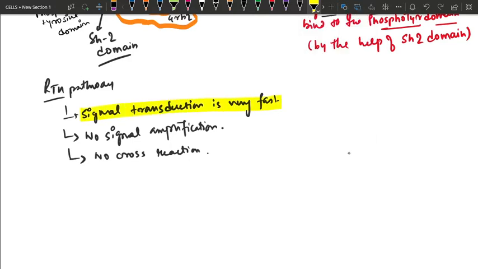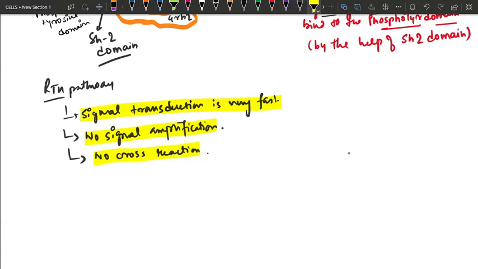Signal transduction is very fast. We'll show you why the signal transduction is very fast with respect to that of the GPCR. But there is no signal amplification. There will be a particular response. Suppose insulin is coming, so there will be a particular response. If there is EGF, it will turn on only the translations that will be activated. So there will be a particular response, not a signal amplification, and there will not be any kind of cross reaction. There will be a unique response. The amount of ligand you interact with, that amount of response you will get.